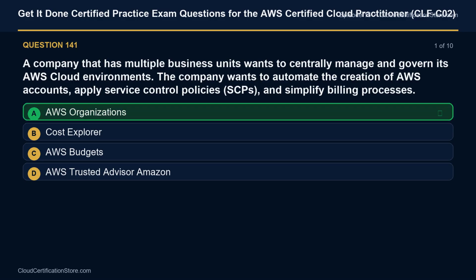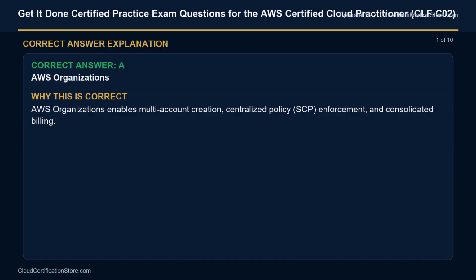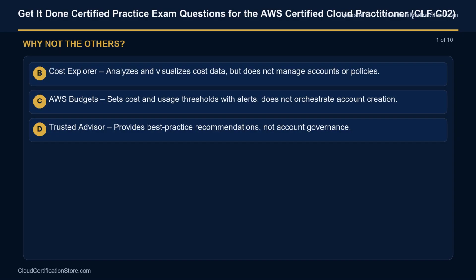The correct answer is A, AWS Organizations. Explanation: AWS Organizations enables multi-account creation, centralized policy (SCP) enforcement, and consolidated billing. Why not option B? Cost Explorer analyzes and visualizes cost data, but does not manage accounts or policies. Why not option C? AWS Budgets sets cost and usage thresholds with alerts, and does not orchestrate account creation. Why not option D? Trusted Advisor provides best practice recommendations, not account governance.